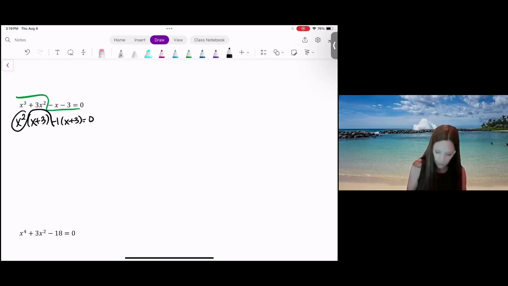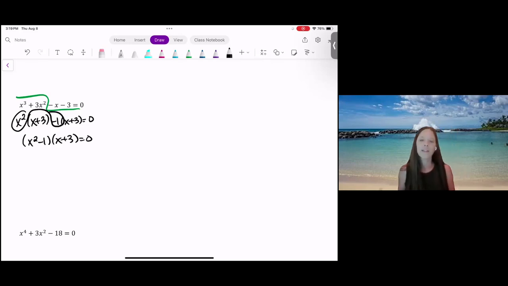Then I have x squared minus 1 and x plus 3 equals 0. Now, that is a sum and difference. I could split that up to x plus 1, x minus 1. I'm going to get the same answers if I don't. I can now use the zero product property to set each of those equal to 0 and solve. That's x squared equals 1 and x equals -3.